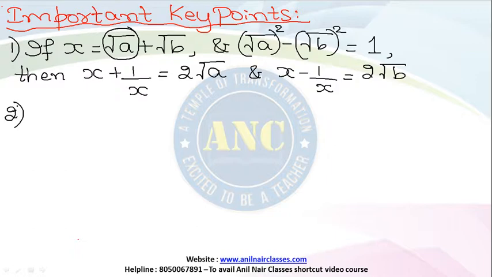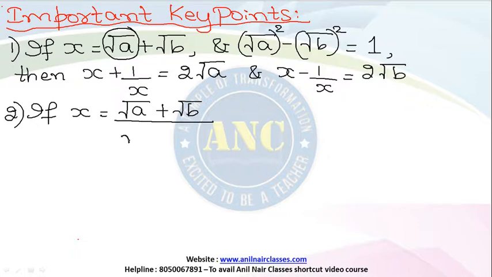Next, in the first key point I wrote x is equal to root a plus root b, that means it only has the numerator. What if I have a denominator, and the denominator is of the form root a minus root b? That means if x is equal to root a plus root b divided by root a minus root b, then I can easily find x plus 1 by x using a notation.